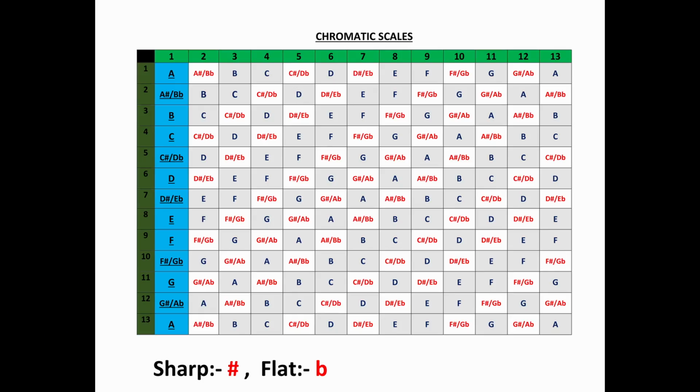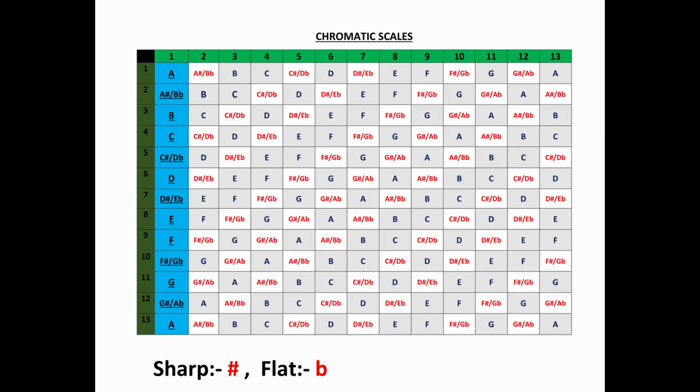So if you start from different notes, the first note will name that chromatic scale. If you start with A sharp, then it will be called the A sharp chromatic scale. If you start with B and end with B, that is called the B chromatic scale. If you start with C and end with C, the C chromatic scale. Likewise, you will have 12 chromatic scales in Western music theory.